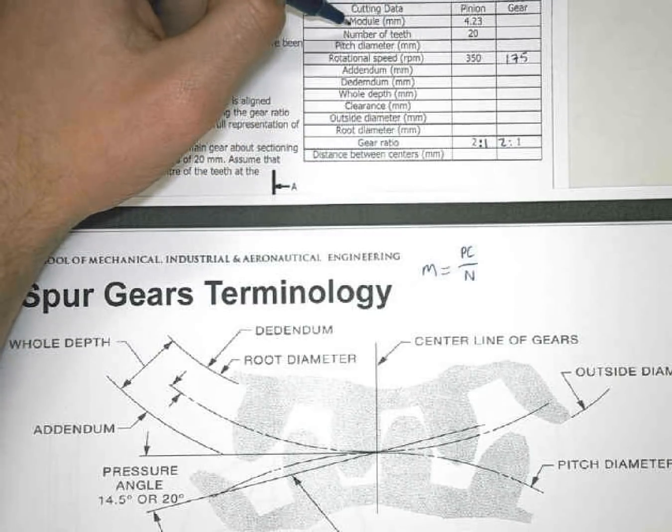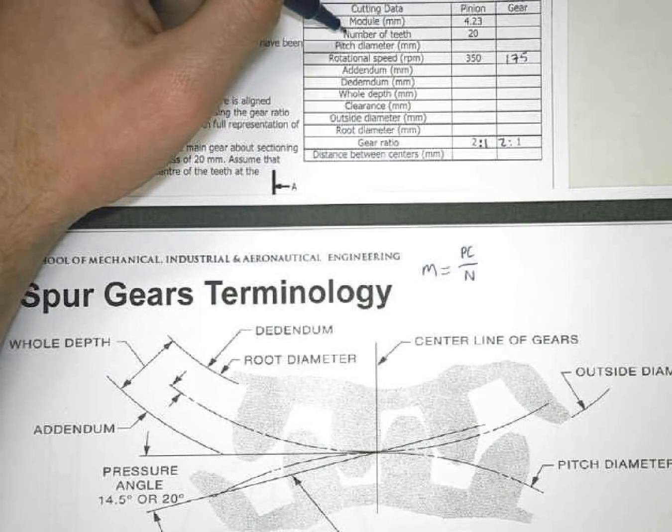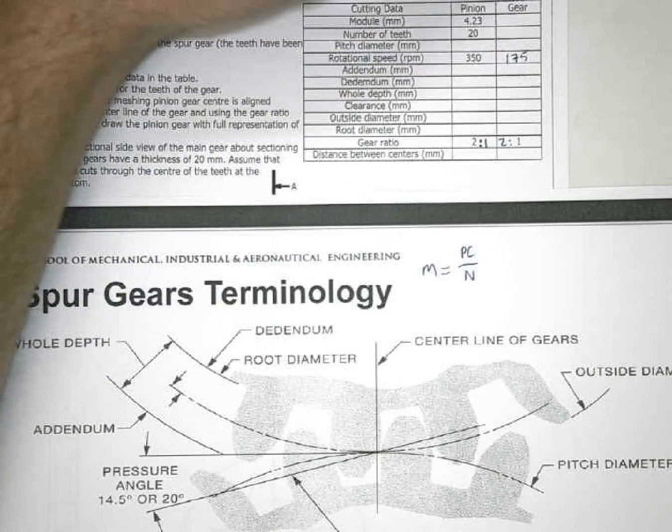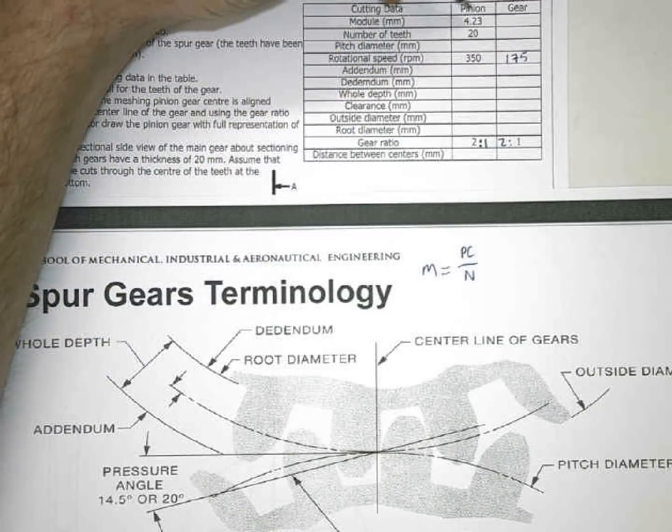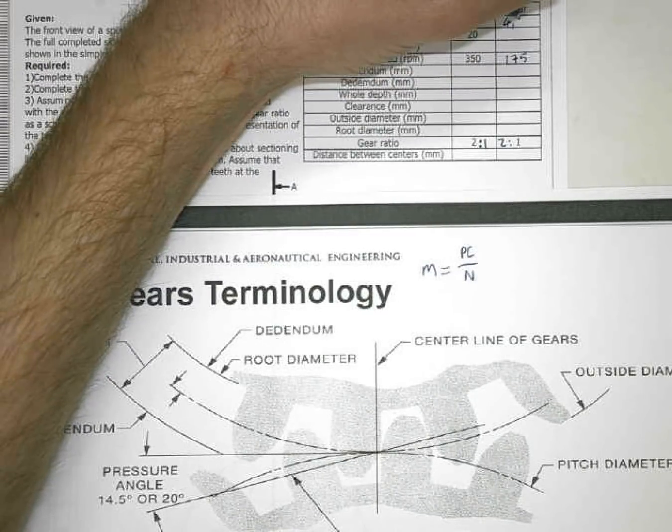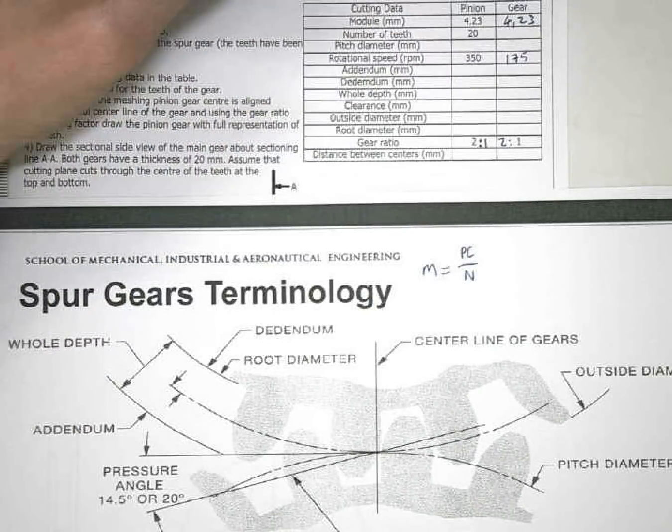Next, we'll look at the module. Now remember that any two mating gears need to have the same module. So in this case, our module of 4.23 for the pinion will be the same for our gear.